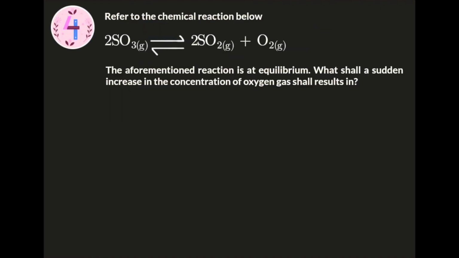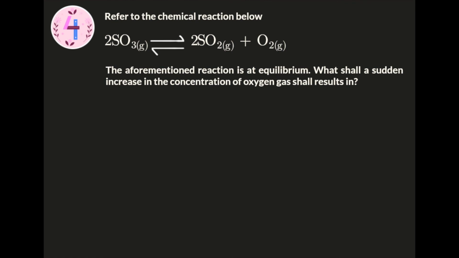Now we have reached the final question for this quiz, question number 4. Refer to the chemical reaction below. You have 2 sulfur trioxide producing 2 sulfur dioxide and oxygen gas. The aforementioned reaction is at equilibrium. What shall a sudden increase in concentration of oxygen gas result in?